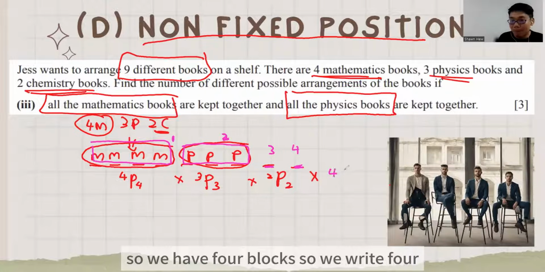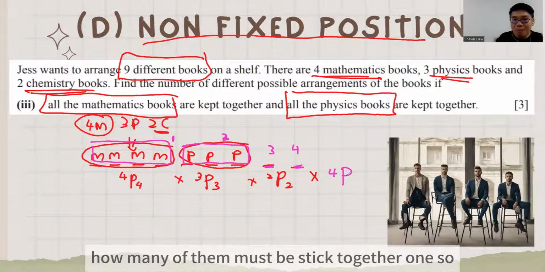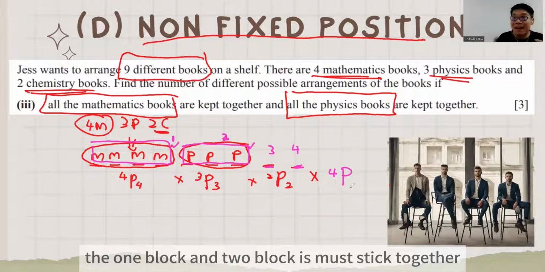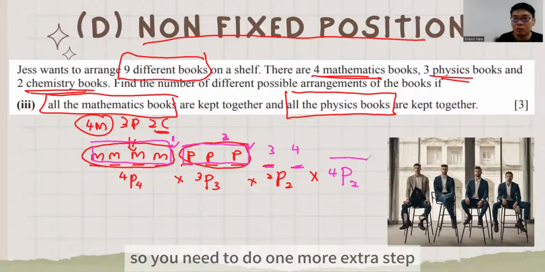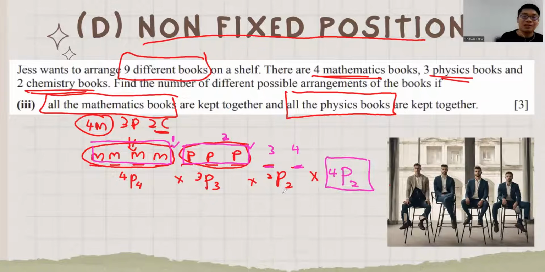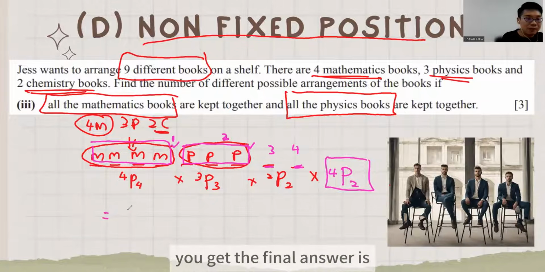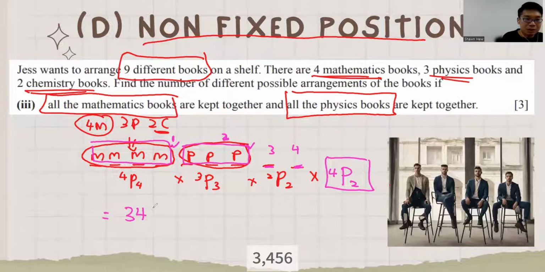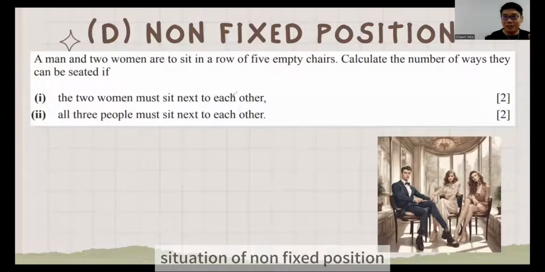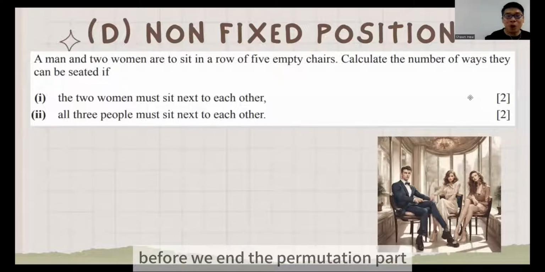So we write 4. Out of these 4 blocks, how many of them must stick together? So block 1 and block 2 must stick together. So you need to do one more extra step, which is you times this 4P2. Okay? Then you get the answer. The final answer is 3,456. Just like this.